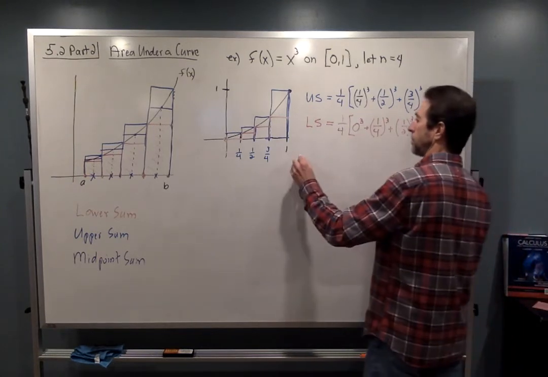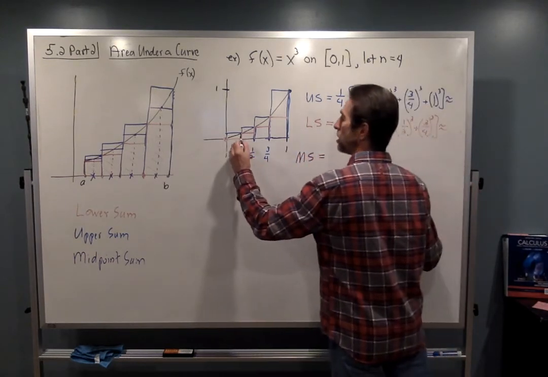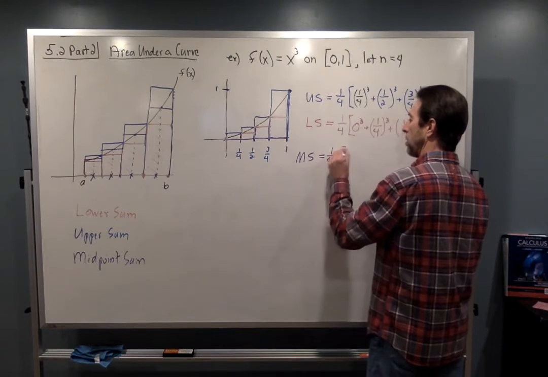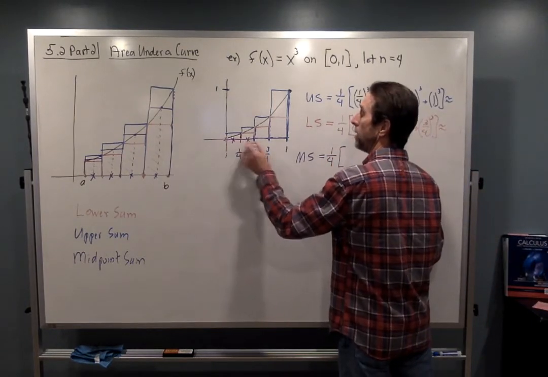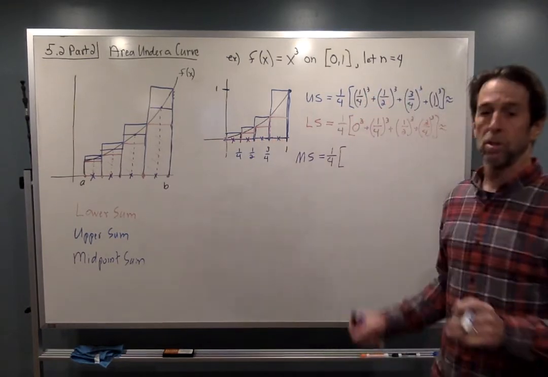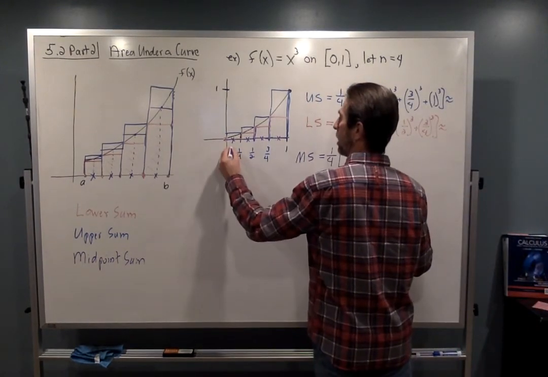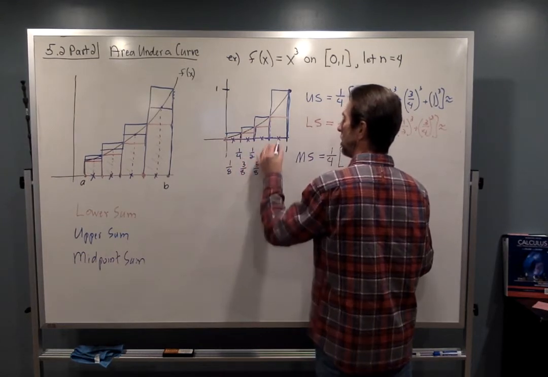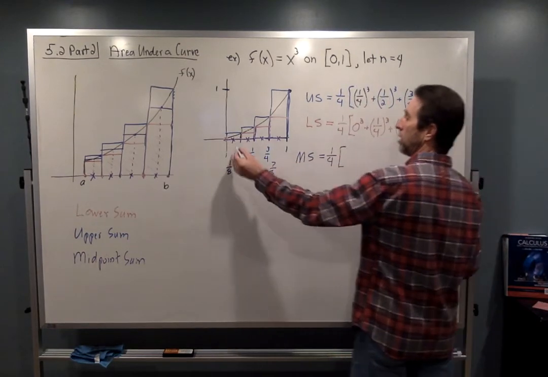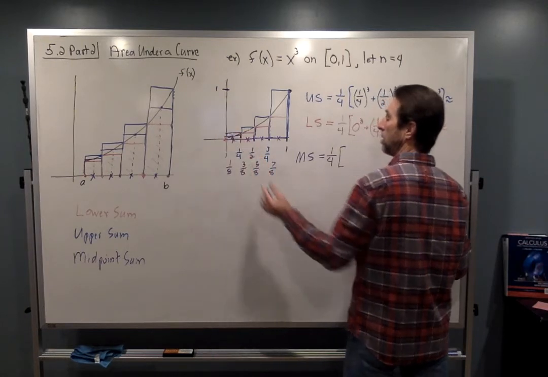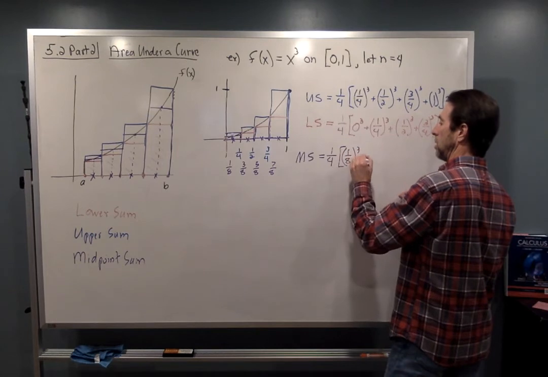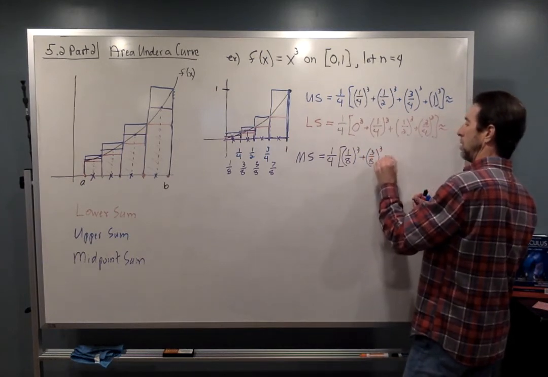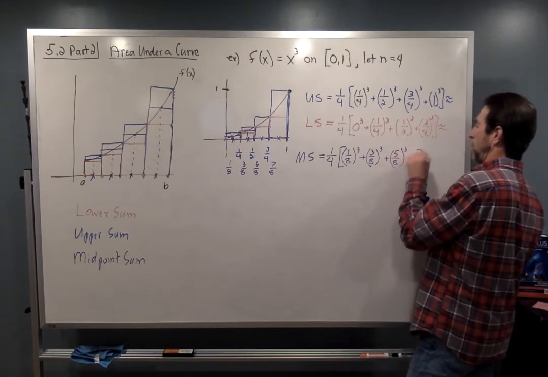Let's look at the midpoint sum. The midpoint sum still uses each of these bases. So the base of every rectangle is going to be 1/4. Now, the rectangle height is going to be established by the midpoints of every single one of these. The midpoint of this one is 1/8. The midpoint of this one is 3/8. The midpoint of that is 5/8. Midpoint of this is 7/8. So we have this height is going to be 1/8 cubed. This height will be 3/8 cubed plus 5/8 cubed plus 7/8 cubed.